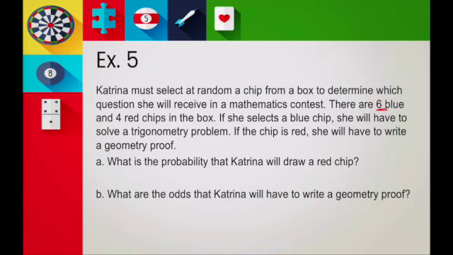So probability is going to be success over total. There are 4 red chips in the box, over the total, 4 red plus 6 blue, which is 4 over 10, or 2 out of 5.